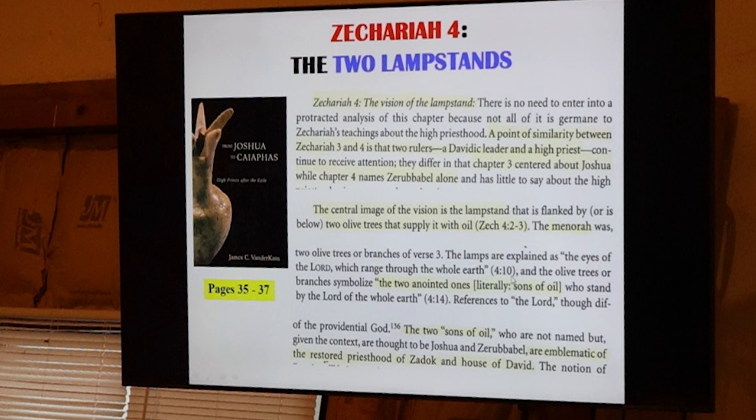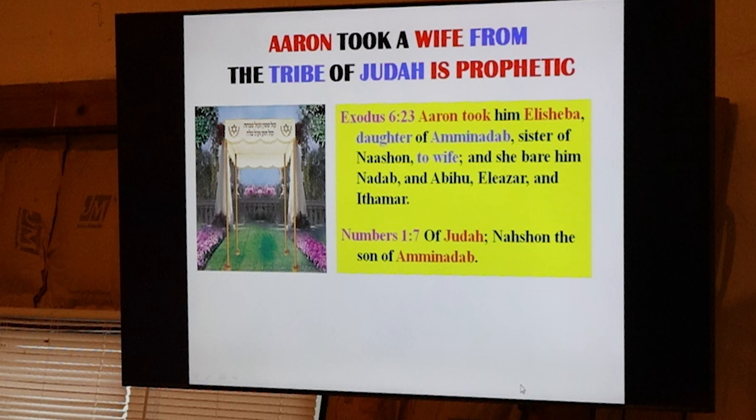And here's what I'm sharing with you, this thought that I never considered it this way before. That these two sons of oil are representative of the restored priesthood of Zadok and the house of David. I never saw it that way, that they represented the Zadok and the house of David. I only said, oh, they're the two witnesses in Revelation 11. All right, so now I've shared enough that there's somehow this connection that the tribe of Judah gets narrowed down to the house of David.